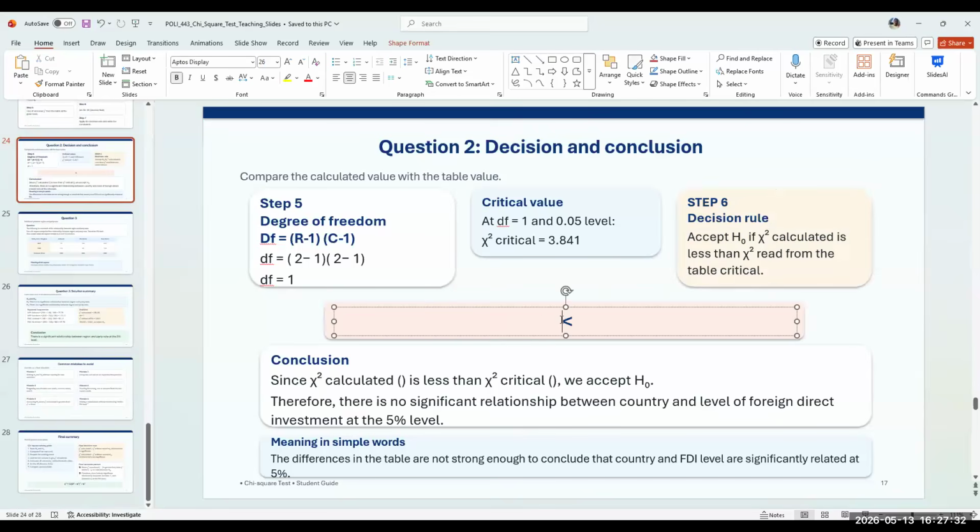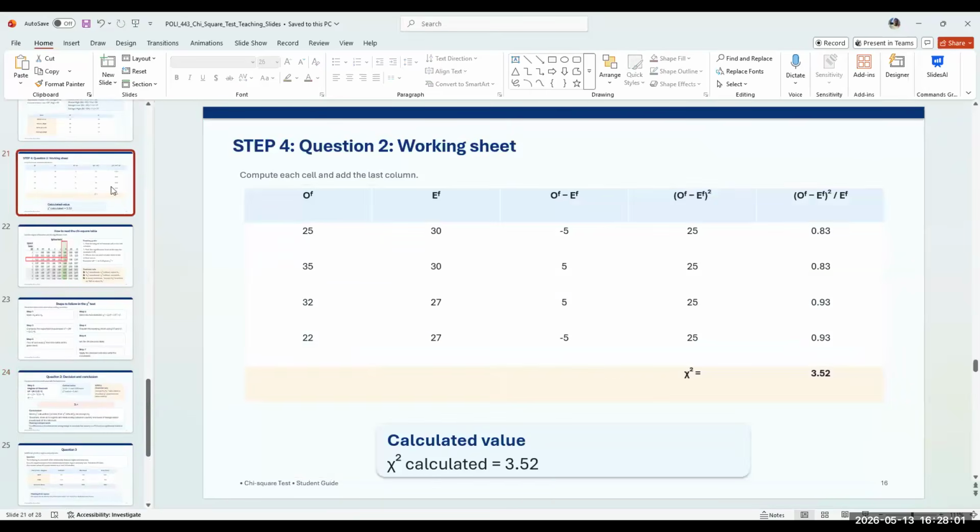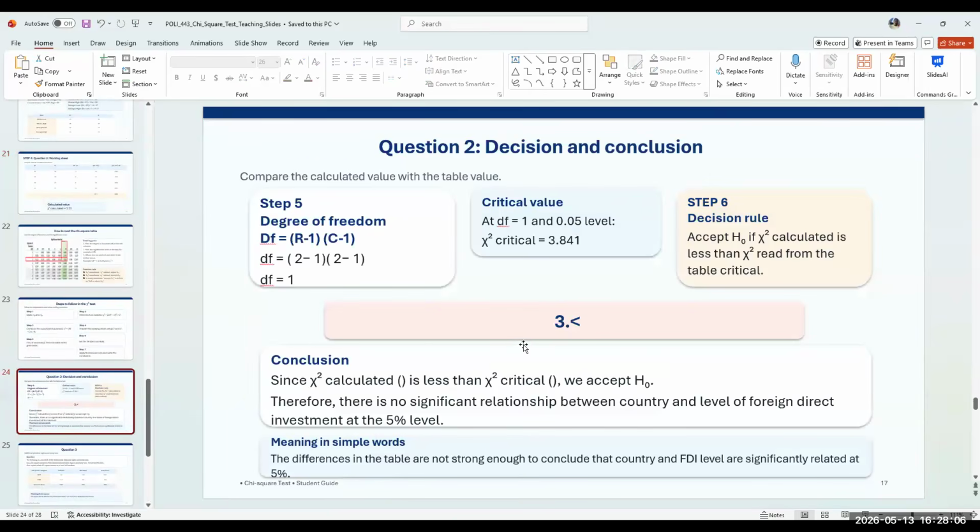So now let's put over here. The S squared calculated from the table was what? 3.84? Let me go ahead. The S squared calculated from the table was 3.52. Listen to the language very well.